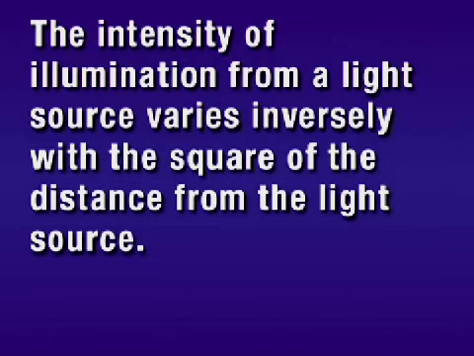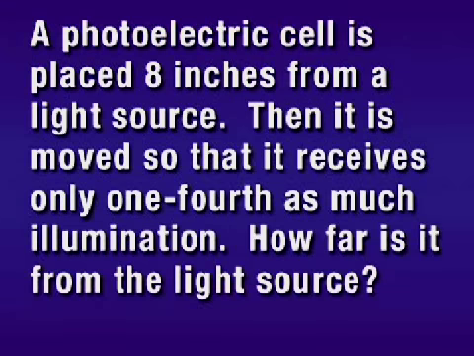The intensity of illumination from a light source varies inversely with the square of the distance from the light source. A photoelectric cell is placed 8 inches from the light source. Then it is moved so that it receives only 1/4 as much illumination. How far is it from the light source?